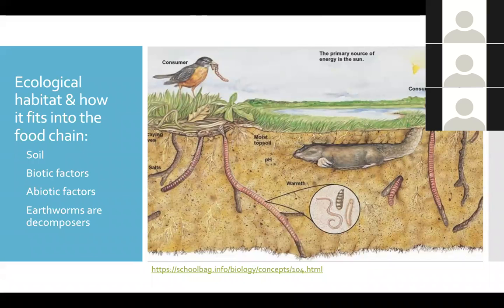The ecological habitat of an earthworm is soil found near bodies of fresh and salt water. The biotic factors include birds, snakes, moles, squirrels, other insects, plants, bacteria, fungi, etc. Abiotic factors include sunlight, soil, water, rocks, air, temperature, and pH. Earthworms are decomposers and feed upon protozoans, nematodes, rotifers, bacteria, and fungi.